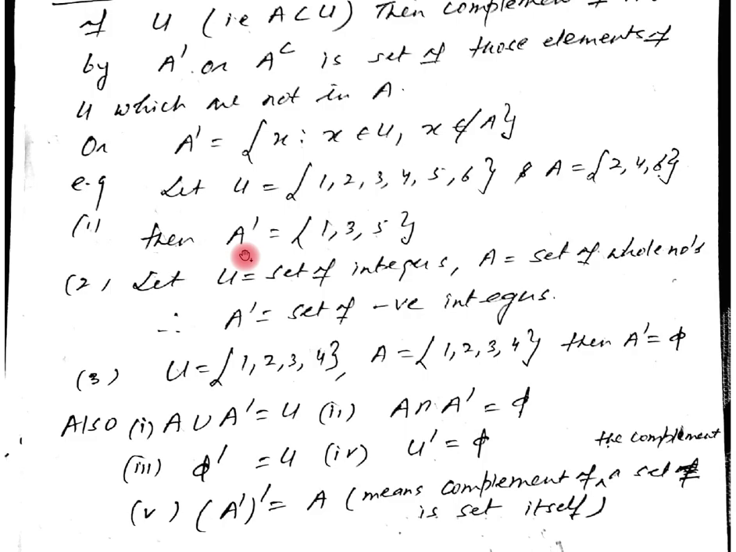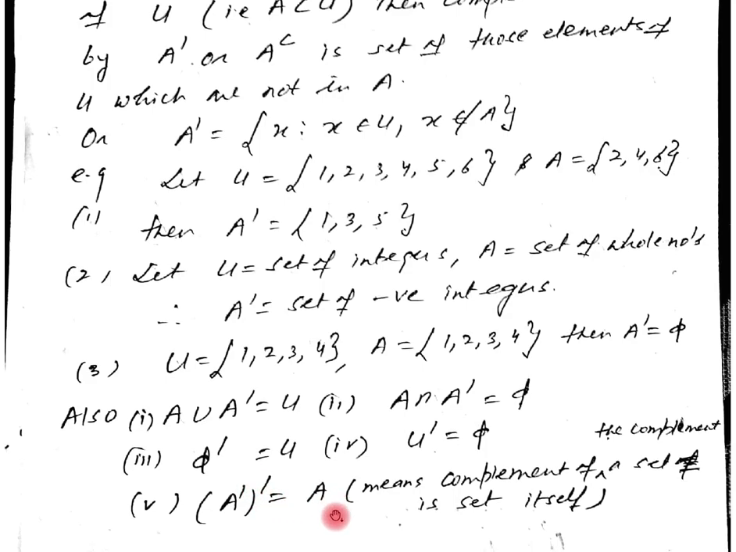U is this, A dash is this. Now again if I am going to take the complement of A dash, so it will be what? 2, 4, 6. So therefore we can say the complement of the complement equal to set itself.